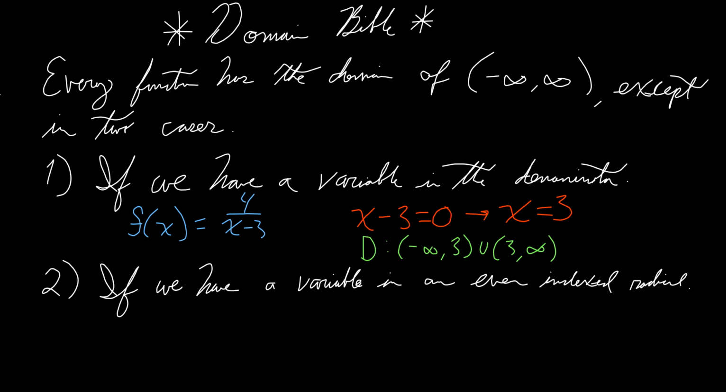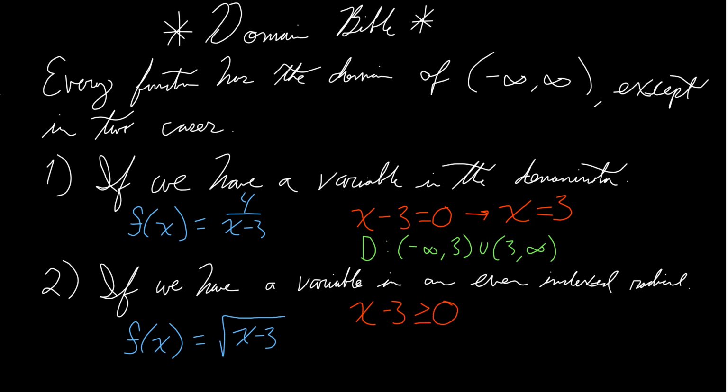Let's give an example here. Let's have some function f of x equal to the square root of, we'll stick with x minus 3. So what do I know I'm not allowed to have in a radical? Similar to my first case, I know I'm not allowed to have a 0 in my denominator, but for this one, I know I'm not allowed to have a negative number. So I'm going to put my radicand and equate it to what I'm allowed to have.